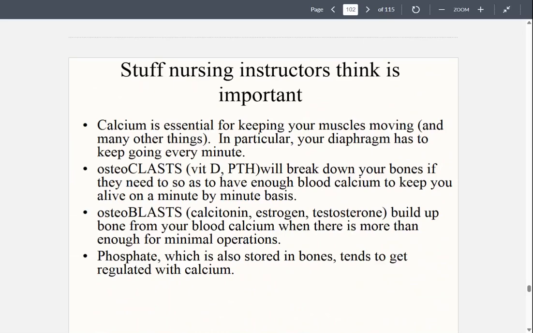The other thing they want to make sure you are staying up on is the difference between osteoclasts and osteoblasts. Osteoclasts are going to break down your bones if they need to bring blood calcium up to where it needs to be. And this is going to involve vitamin D and parathyroid hormone release. Osteoblasts are going to involve calcium, estrogen, and testosterone, and take calcium out of your blood and put it into your bones for later usage.